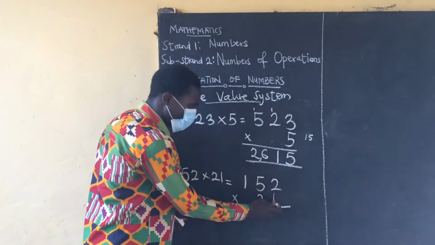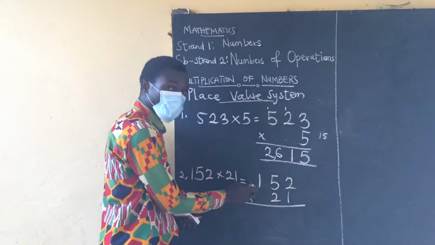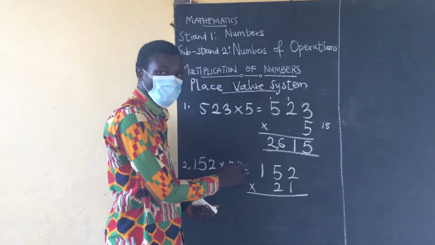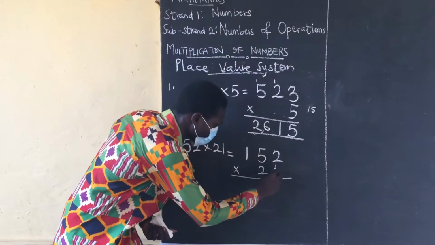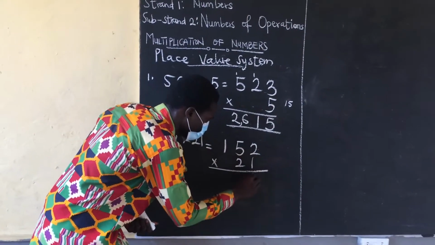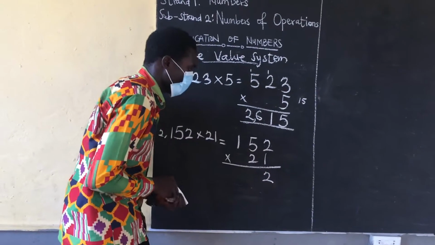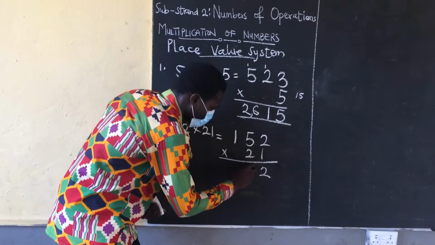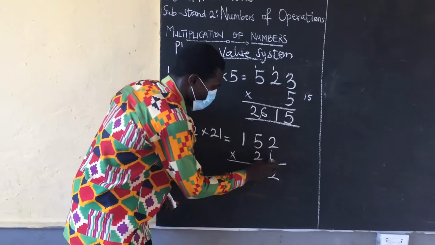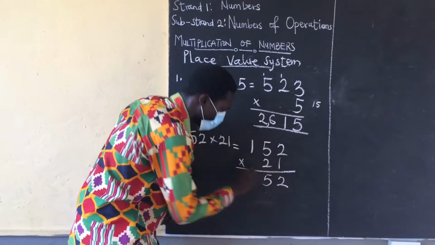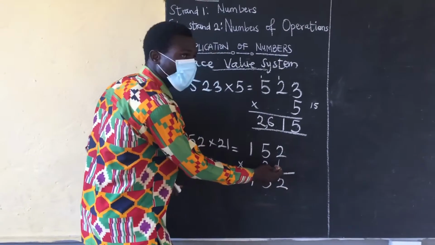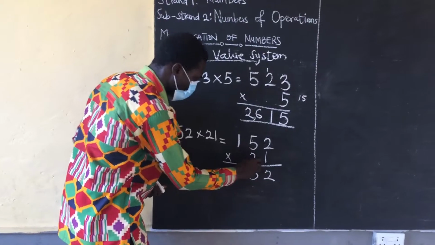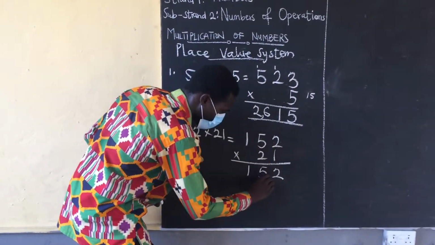So I'll take my 1 and use it to multiply. Then come and take 2 and use it to multiply. The common way. So 1 times 2 is 2. 1 times 5 is 5. 1 times 1 is 1. So after using my 1, I'll come for the 2. 2 times 2 will give me 4.